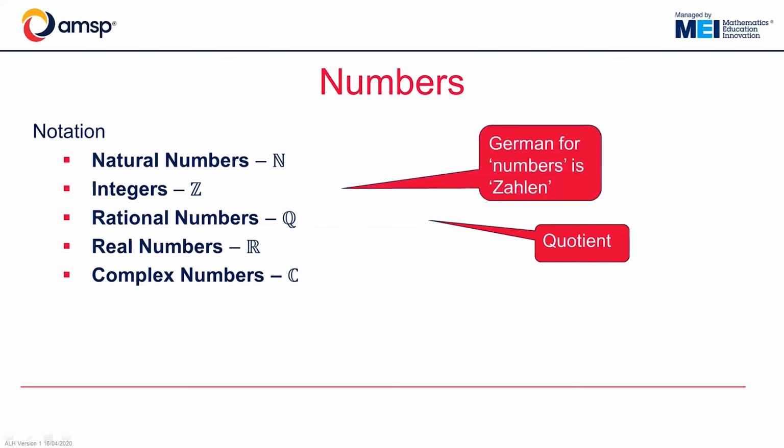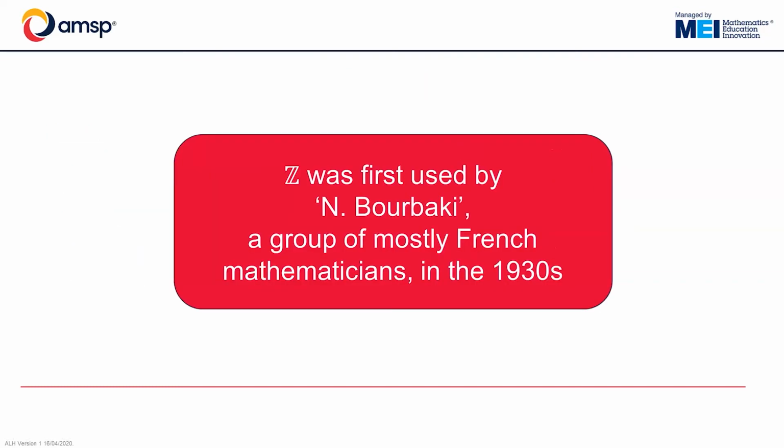Students will ask why Z for integers, so it's useful to have an answer ready. Or again, you could send them off to do some research. They'll find out all about Nikolai Bourbaki, a fake mathematician with lots of publications to his name.